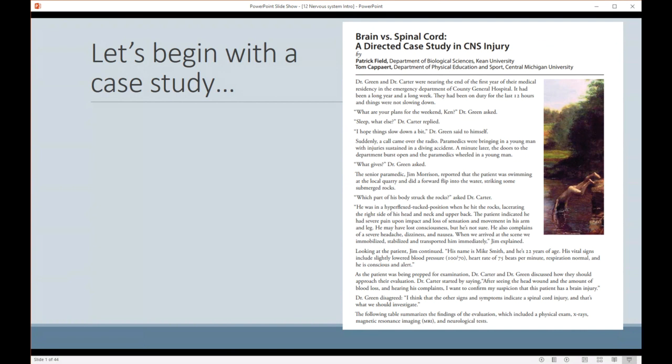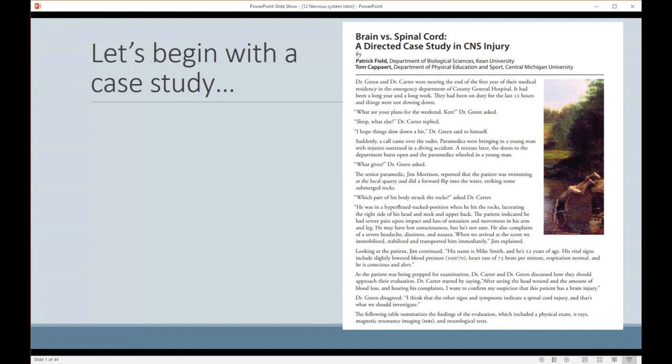Okay, he lacerated the right side of his head and neck and upper back. The patient indicated that he had severe pain upon impact and loss of sensation and movement in his arm and leg. He may have lost consciousness, but he's not sure. He also complains of a severe headache, dizziness, and nausea. When we arrived at the scene, we immobilized, stabilized, and transported him immediately, Jim explained.